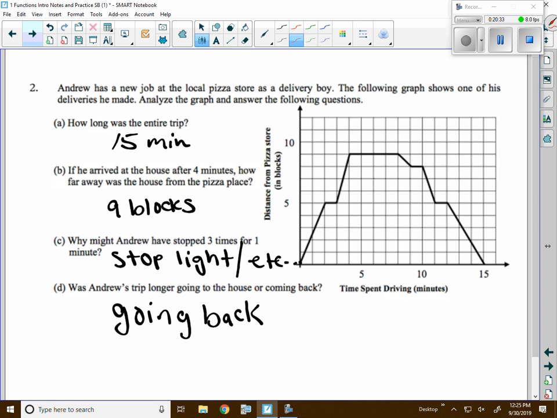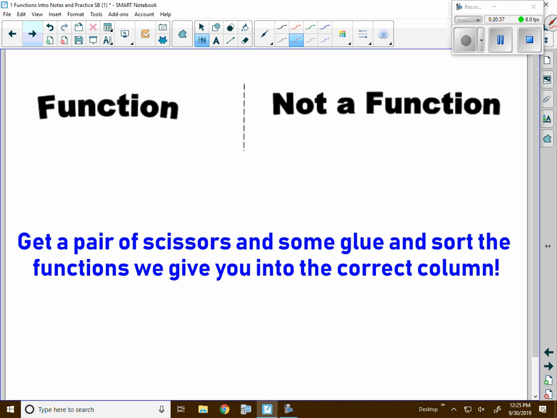Okay, so we're gonna do a craft. What you're gonna do is rip this back page off. You're gonna cut these out, and you're gonna keep them under the section where they belong. There are scissors, safety scissors, of course, and glue sticks over there for your use.